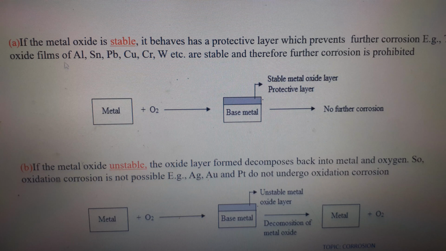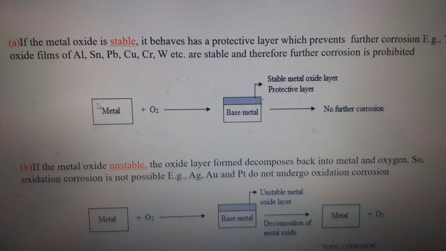The first metal oxide layer is known as stable, and it is also known as a protective layer. Why is it called a protective layer? It is called a protective layer because it prevents further corrosion. Once it forms a layer, it doesn't allow the other oxygen to penetrate inside the metal, and thus once a layer is formed, the rest of the metal or the base metal gets protected.